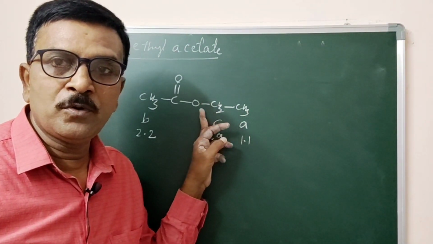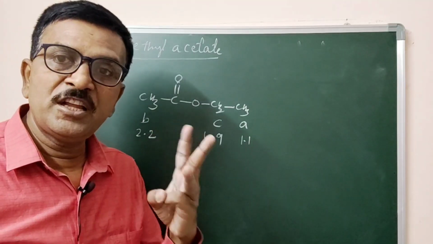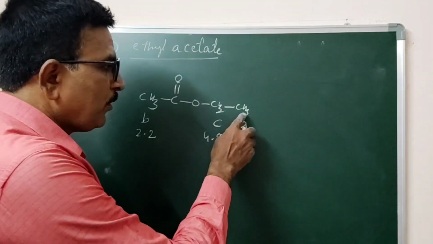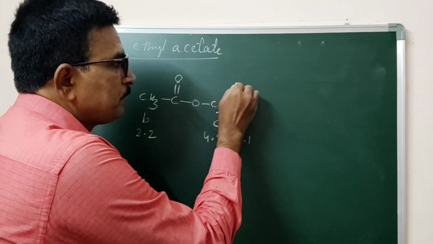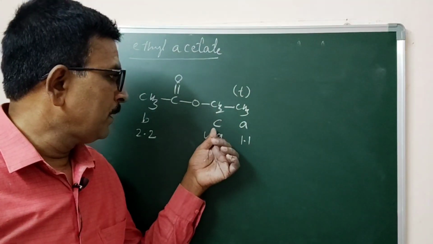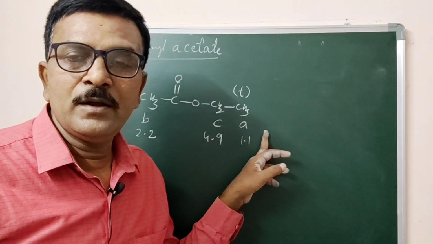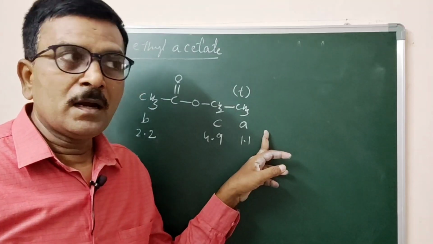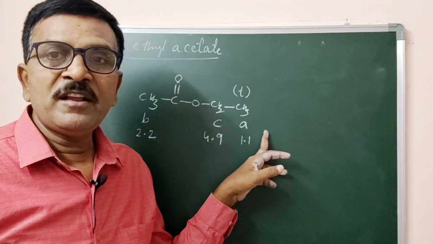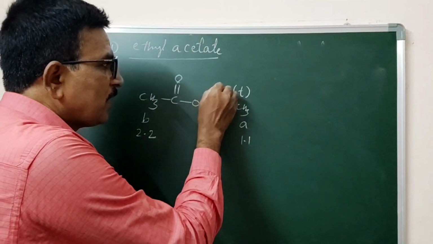Now coming to spin-spin coupling, the A proton is coupled with the two protons of CH2. According to the n+1 rule, 2 plus 1 becomes 3, that is a triplet. The A proton appears as a signal with triplet multiplicity. Now the C proton is coupled with the 3 hydrogens of A. According to the n+1 rule, 3 plus 1 becomes 4. Therefore, the C proton appears as a quartet.